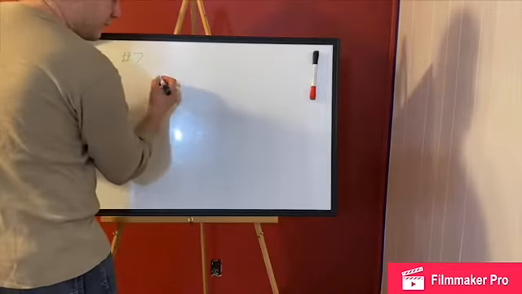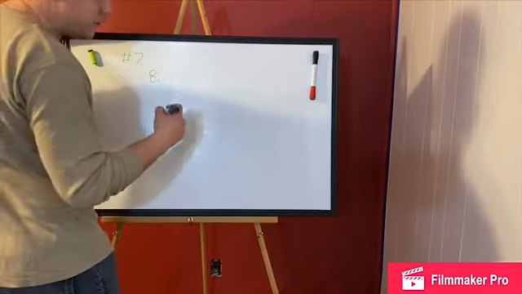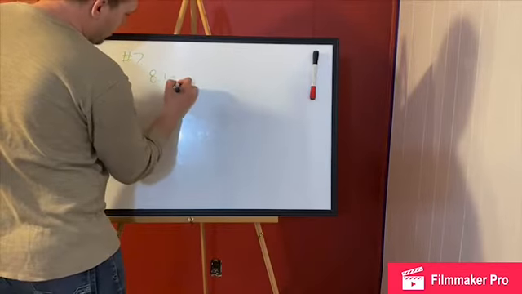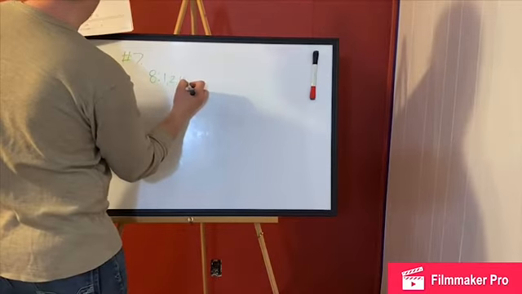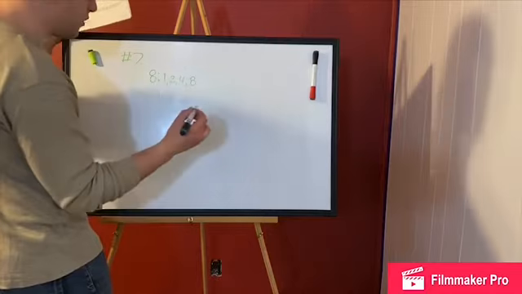So, let's do what we've been doing. We have 8. What numbers go into 8? We know 1, 2, 4, and 8. Okay? Now, let's look at 24.